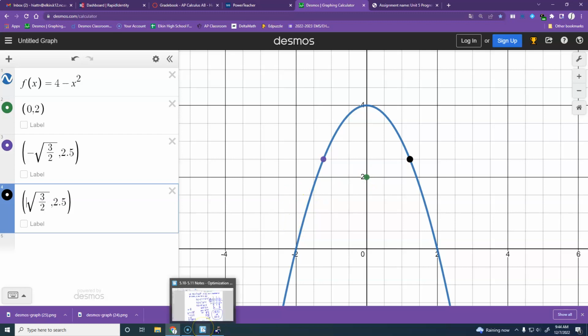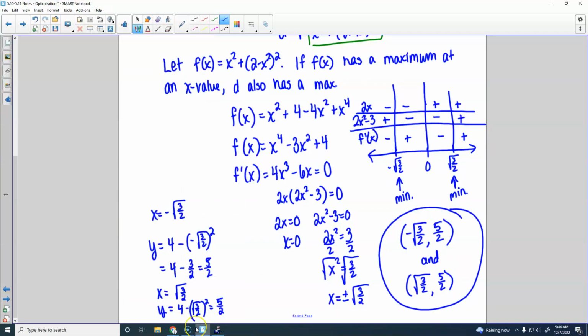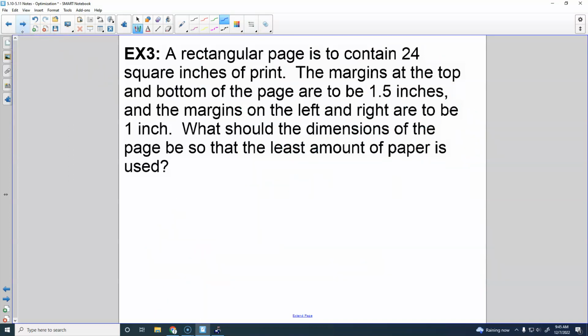Okay, questions there? Oh, I should have said minimum. That was wrong. I mean, it would also be true for maximums. But we are looking for minimum, so I should have said minimum there. Okay, questions? Okay.